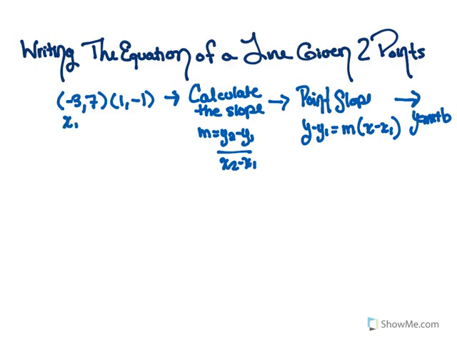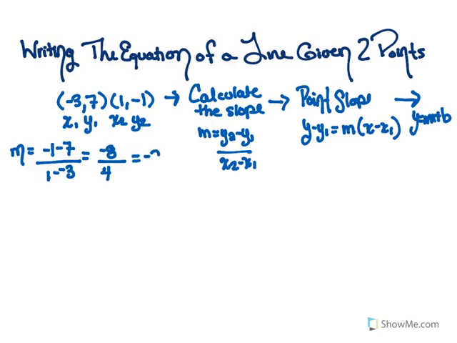These 2 points. So I have x1, y1, x2, y2. So the first thing I'm going to do is calculate the slope. So I'm going to do -1 minus 7 divided by 1 minus -3. Now this becomes -8 divided by 4, because that 1 minus -3 becomes 1 plus 3, and that becomes -2. Okay, so that's our slope.